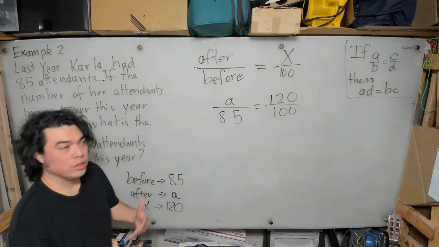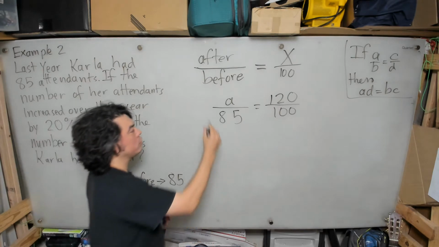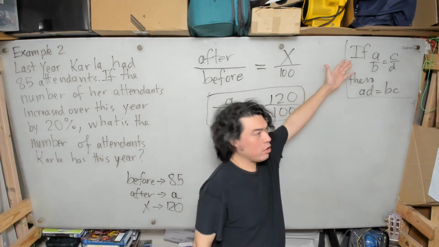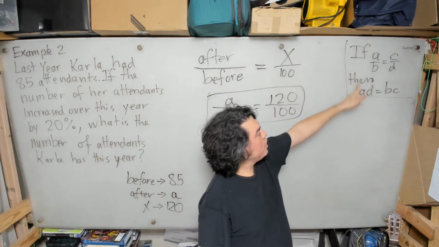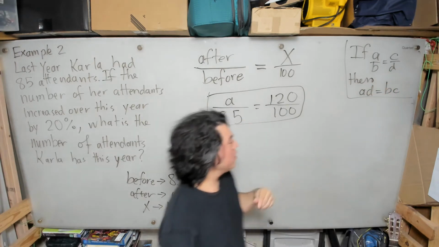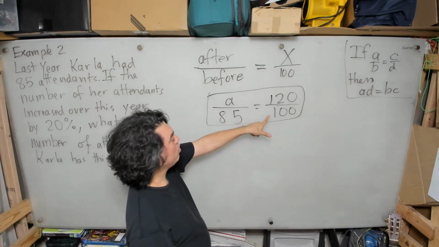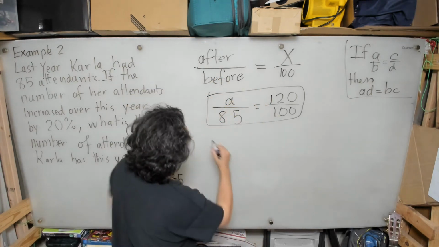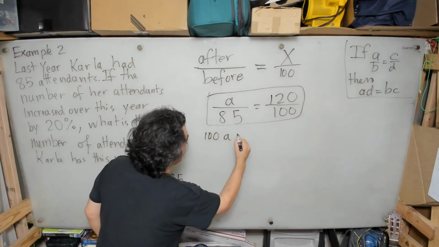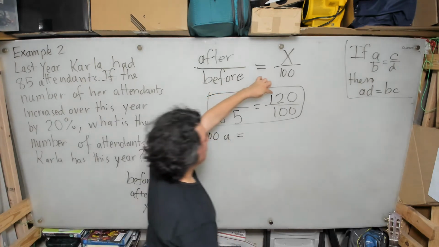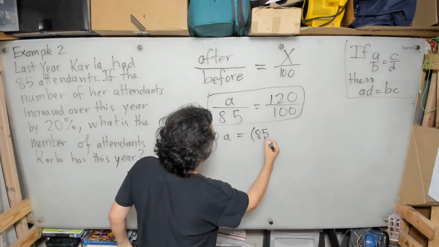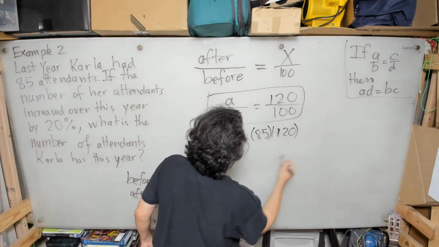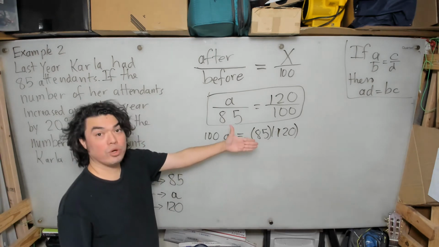So now we're in a position to solve this problem, right? This is our proportion. And we know from our rule over here that if a over b equals c over d, then ad equals bc. So in this case, a times d will equal b times c. In other words, what's a times 100? Well, that's 100a. That's going to equal to what? 85 times 120. Okay. So now the question becomes, what is 85 times 120?